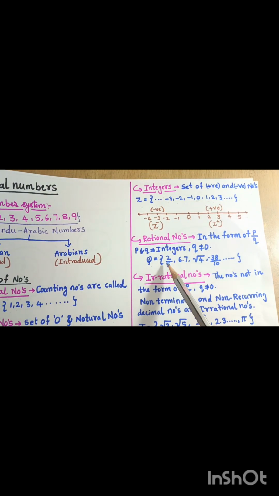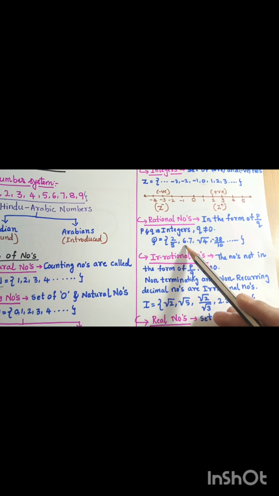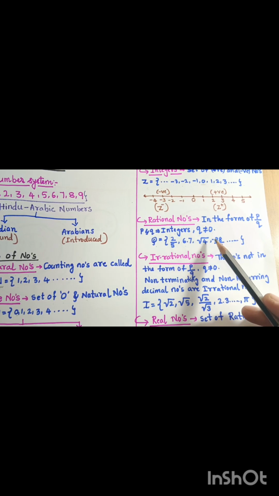So what are the rational numbers? Examples of rational numbers are 2 by 5, 6.7, square root of 4, minus 38 by 10, and so on. So these are all called rational numbers.